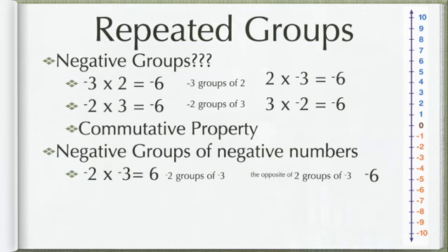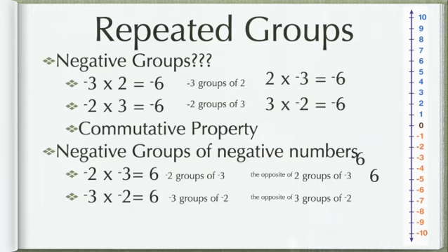Negative means the opposite. So we're going to look at it as the opposite of 2 groups of negative 3. Well, we already know that 2 groups of negative 3 is negative 6. Thus, the opposite of it would be positive 6. So negative 2 times negative 3 is the opposite of 2 groups of negative 3, so it's positive 6. Looking at the last one too, negative 3 times negative 2 is also positive 6, because those same negative groups are still the opposite of negative 3 groups, or the opposite of 3 groups of negative 2. And we already saw that 3 groups of negative 2 is negative 6. The opposite of that is positive 6.